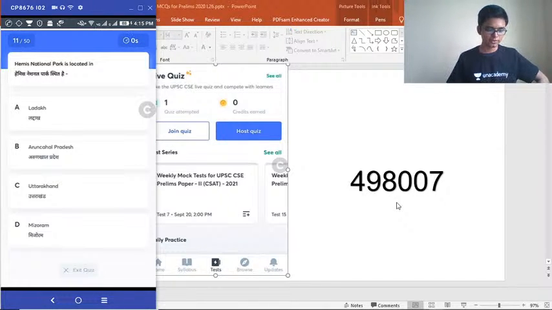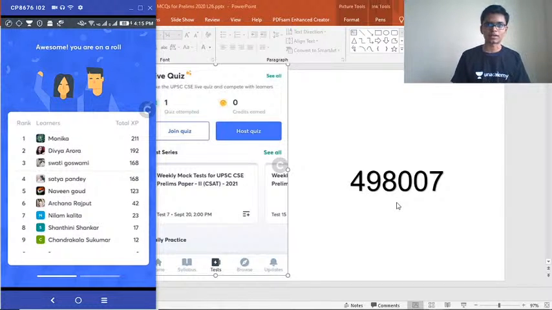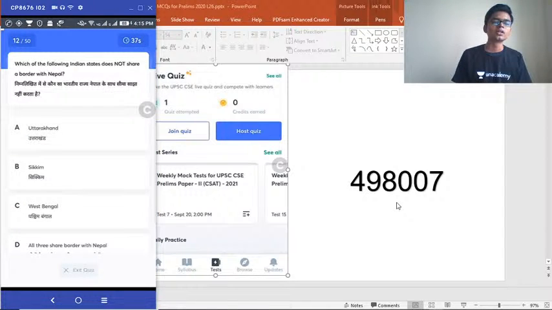Yes, time's up. Correct answer to that question is option A, Ladakh. 88% getting it. Very good. Monica, Swati, Satya, top 3. Divya also same score. Question 12.